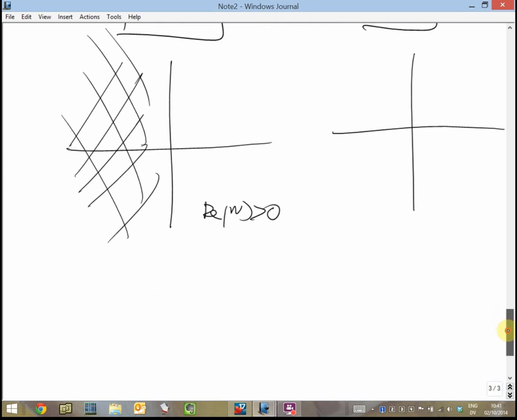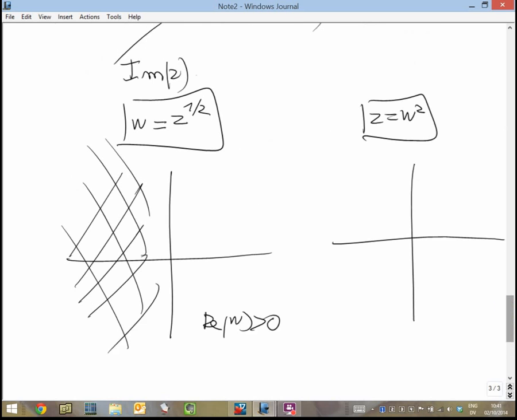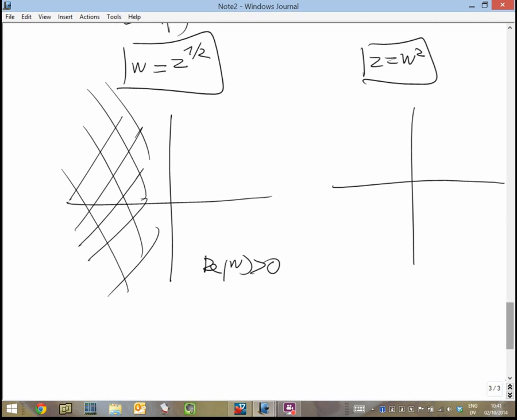Now, what are the implications for the z-plane? I don't have that much space here. But let's see, for example, this boundary between the good guys and the bad guys in the w plane. Where do we find the equivalent boundary in the z plane? Well, the boundary is of course given by the real part of w being equal to 0, and that you can represent by w being equal to plus or minus i a, right?